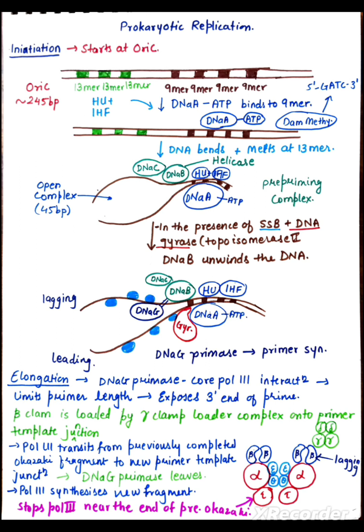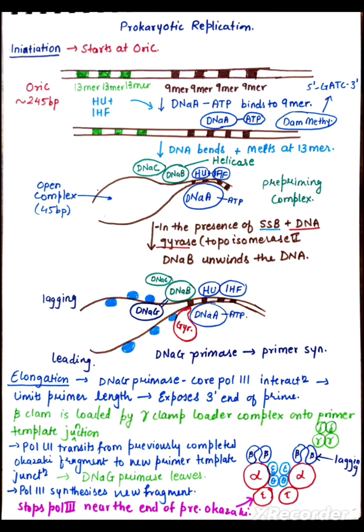So now the beta clamp for the lagging strand requires the clamp loader. Now this clamp loader is the gamma subunit. So the beta clamp is loaded by the gamma clamp loader complex, okay, onto the primer template junction. So wherever it finds that primer template junction, that will be loaded there. And now what happens is polymerase 3 can cover that portion. It will synthesize the complementary DNA.